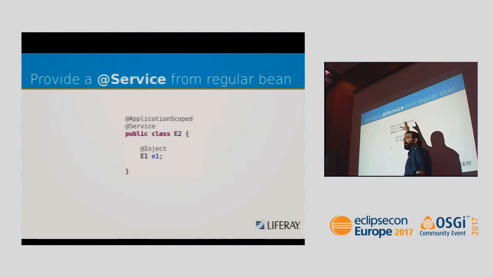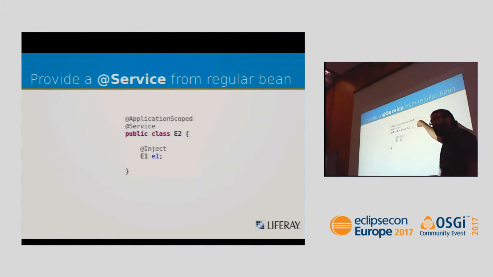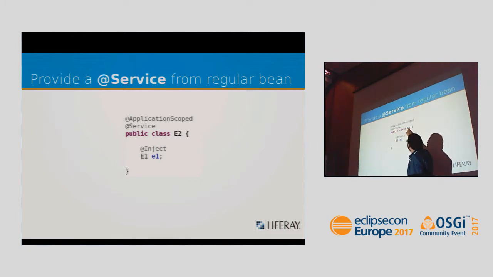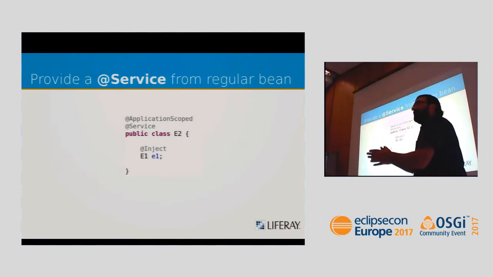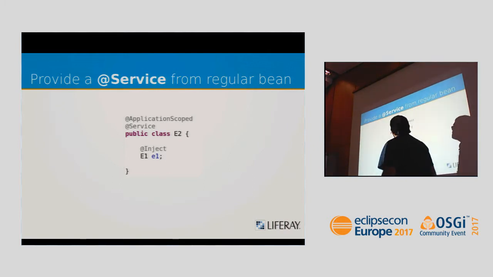The service annotation in CDI will decide which type to use to publish in the service registry. So if this class implements interfaces directly, those will be the interfaces used. If there are no direct interfaces, it will use its own type. Or if you specify the type through the properties of the annotation, then you can limit it to a particular set of types. Okay?